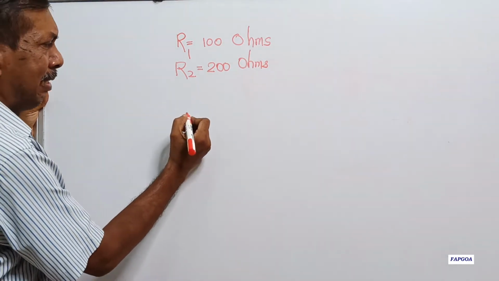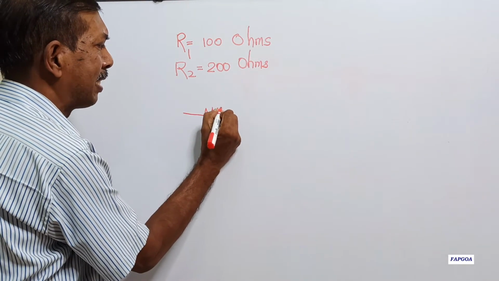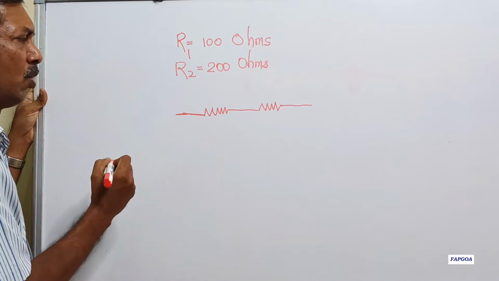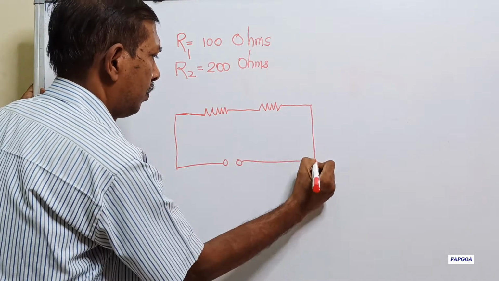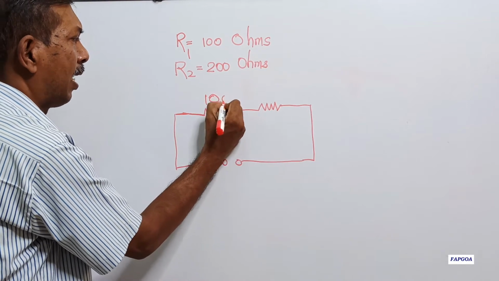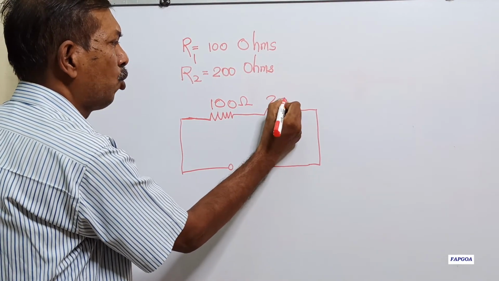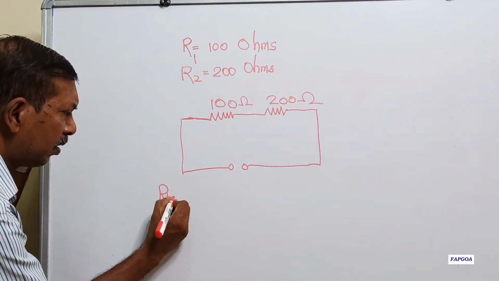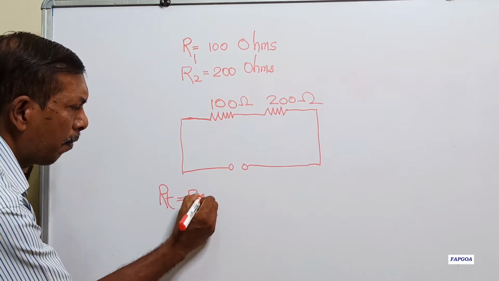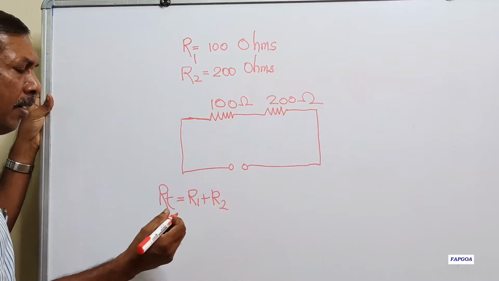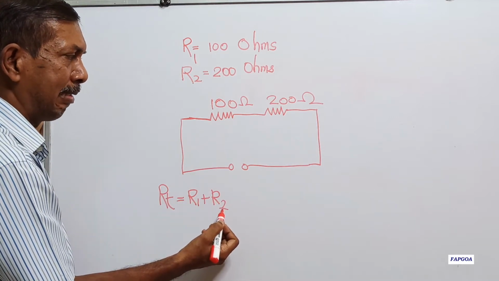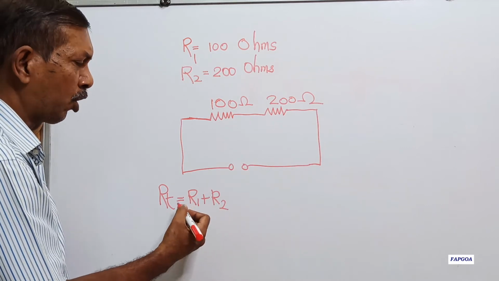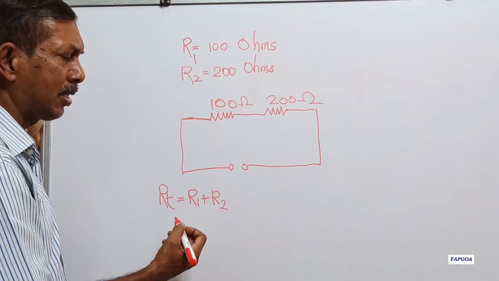So let us construct this circuit of two resistances connected in series. So here the resistance is 100 ohms and here it is 200 ohms. So RT will be equal to R1 plus R2. Now Rn is the last resistance in this circuit. So Rn becomes the second resistance. So the formula ends with R1 plus R2.